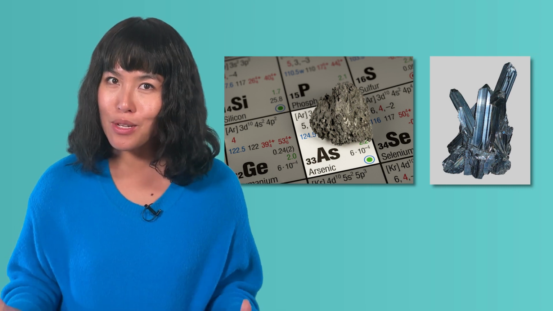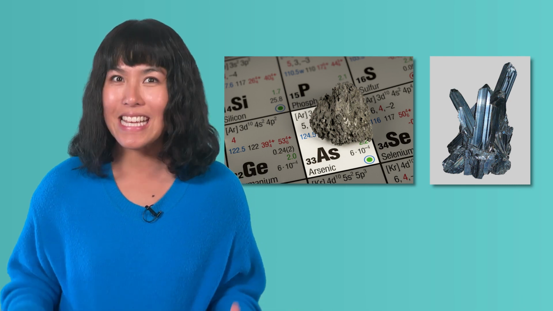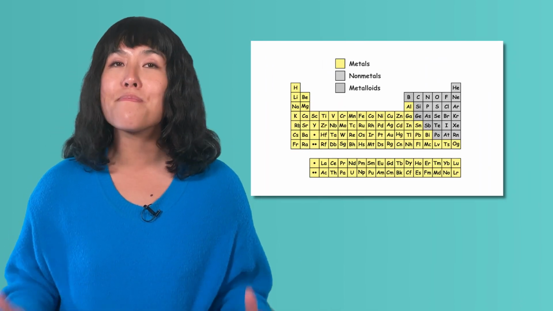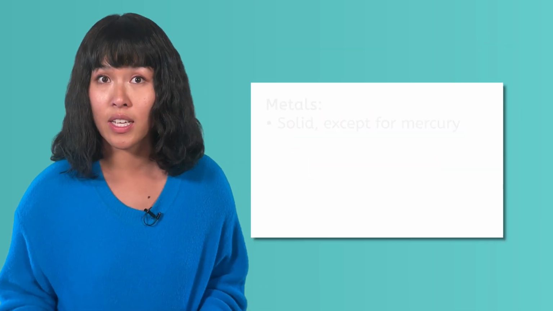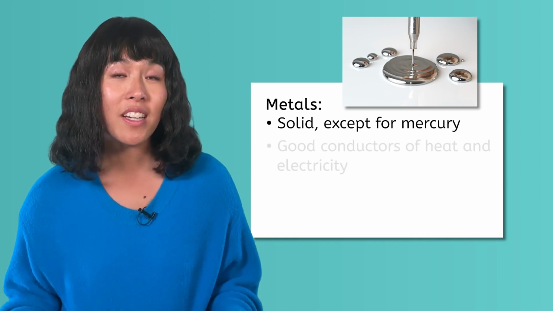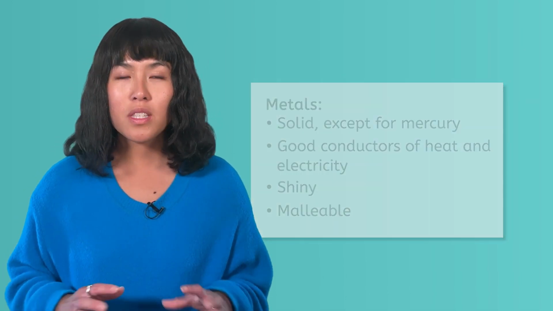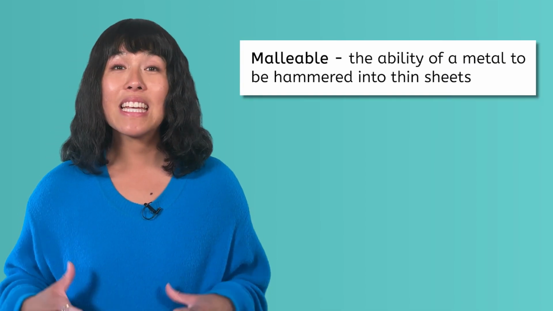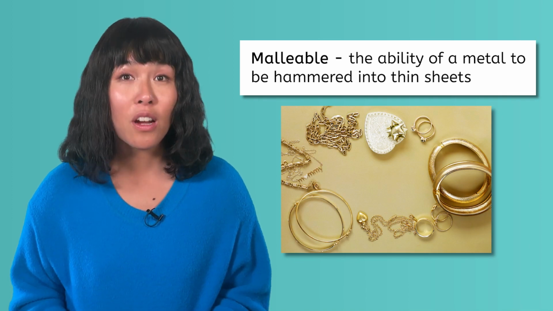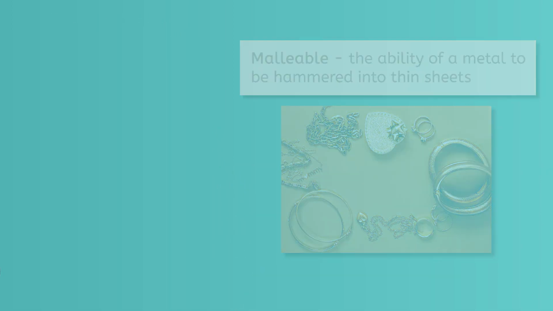Fun fact, antimony was used for mascara and eye makeup in ancient Egypt. To the left of the metalloids, in yellow, are the metals. These elements are solids, except for mercury, which is a liquid metal. They are good conductors of heat and electricity, shiny and malleable. When something is malleable, it can be easily hammered into thin sheets. Gold, for example, is very malleable, which is why it is commonly used for jewelry.